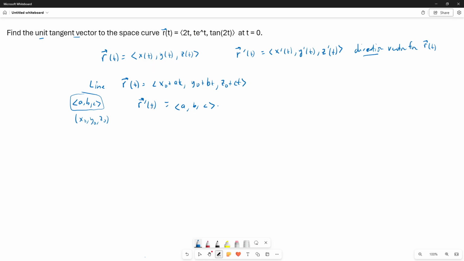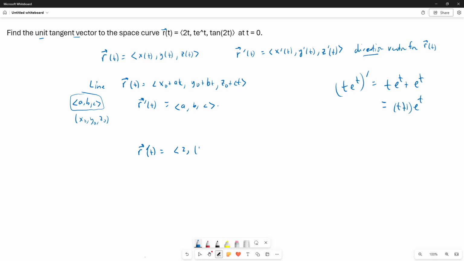So in our particular case here, we have to take a couple of derivatives, 3 of them actually. R prime of t, the derivative of 2t is simply 2. The derivative of t e to the t, we have to use the product rule. T e to the t prime is t times the derivative of e to the t, which is e to the t, plus e to the t times the derivative of t, which is 1. So it's just this, which we could write as t plus 1 times e to the t.